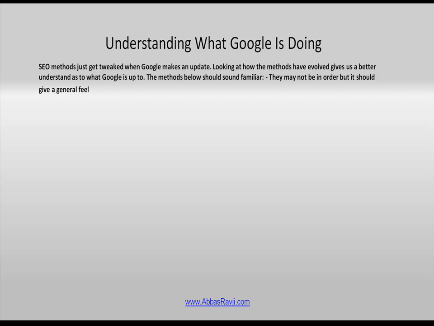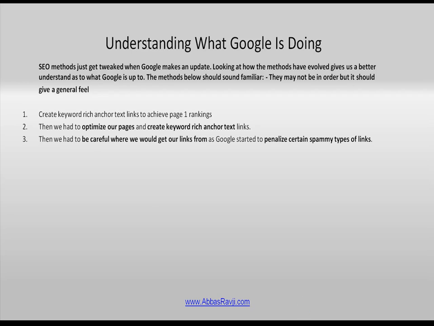Now, they may not be in order, but it should give a general feel for exactly what's been happening. To start off, we would create rich anchor text links to get page 1 rankings. You might not have to have anything in your content with a keyword on there, guys, but as long as your anchor text links had the keyword on there, you could start to see rankings. Now, obviously, that's the past. Then we had to optimize our pages and create keyword-rich anchor text links. So we had to make sure our pages were optimized. We had to use heading tags. We had to use titles, have our keywords in our titles, and so much more. And then obviously that changed as well.